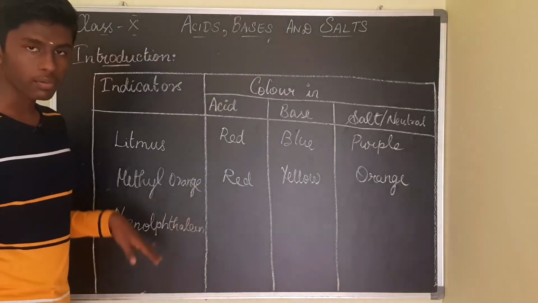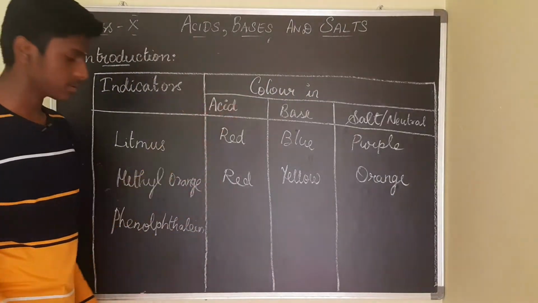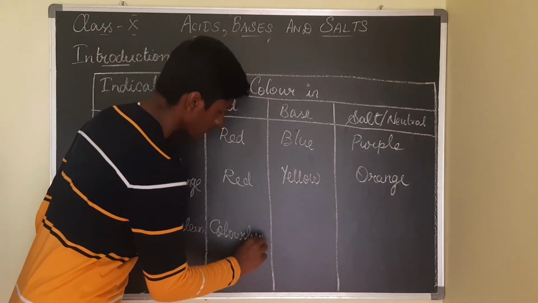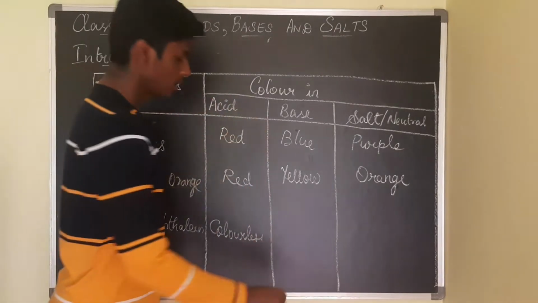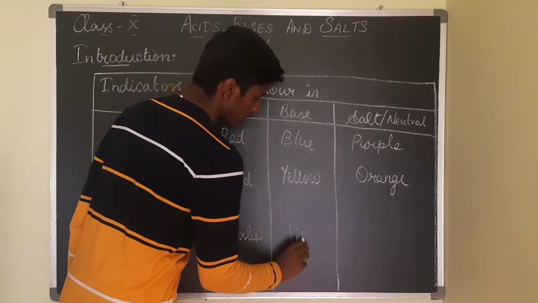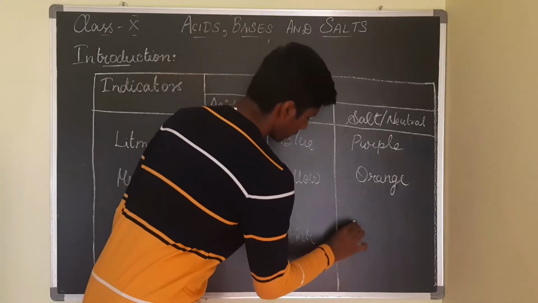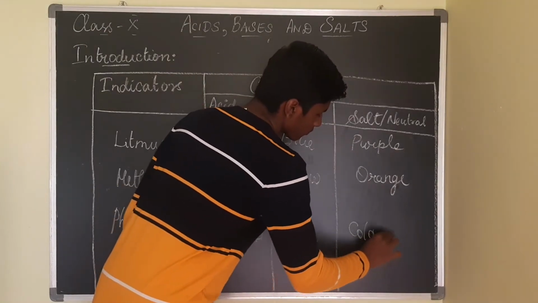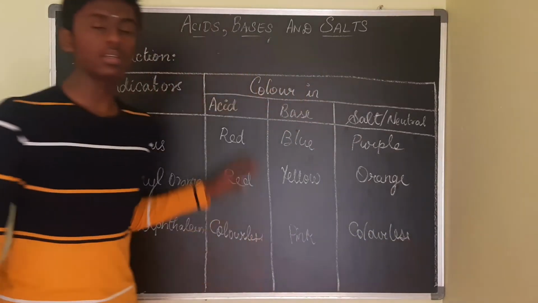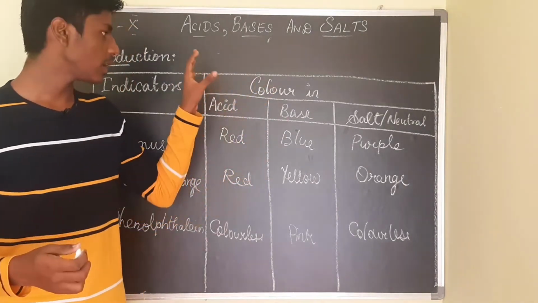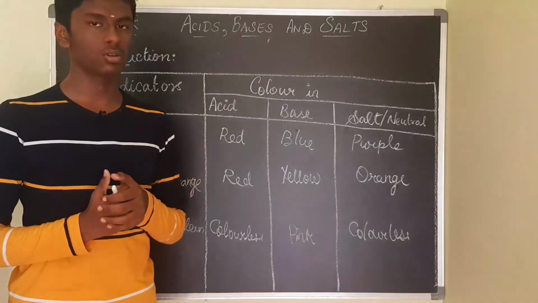Now let's talk about phenolphthalein. Phenolphthalein in acid is colorless. And phenolphthalein in base is light pink in color. Then phenolphthalein in salt medium is again colorless. So this table is a very important table and you have to memorize it. They will be asking you in 1 marks too.